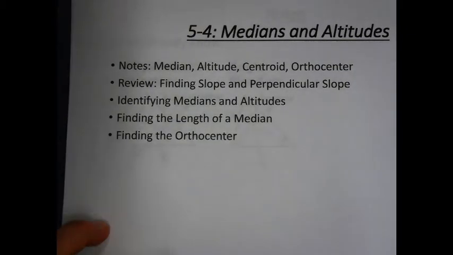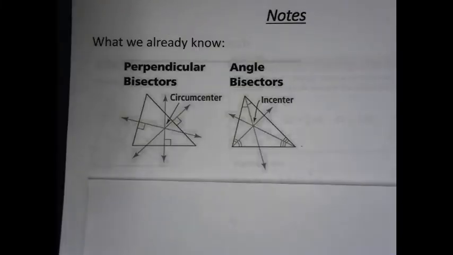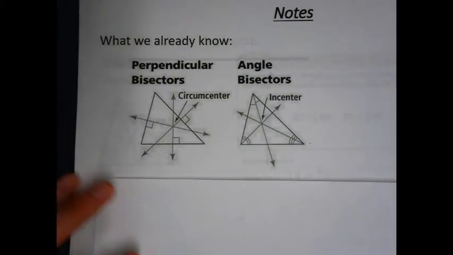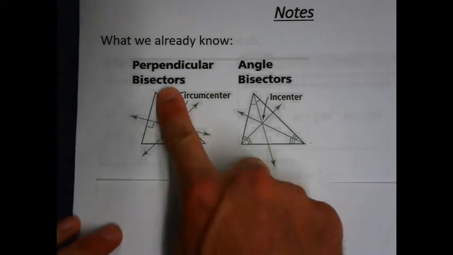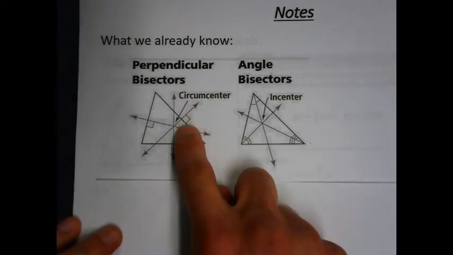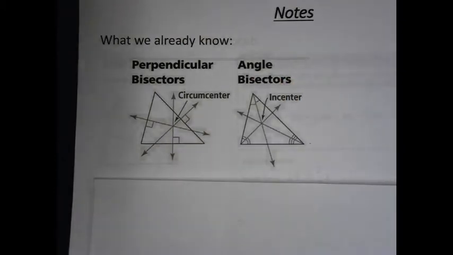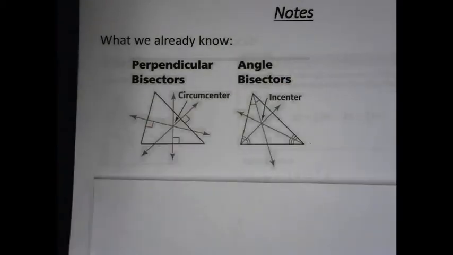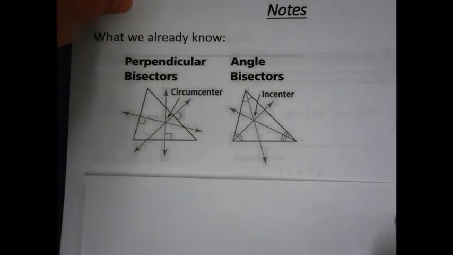And we're going to begin, as we normally do, with notes. Let's do a quick review of what we already know about what goes on inside triangles. We already know that when perpendicular bisectors meet, they meet at the circumcenter. And when angle bisectors meet, they meet at an incenter. We know what a perpendicular bisector is and what an angle bisector is. This is what we've already covered, and hopefully you know that. So let's learn new stuff.